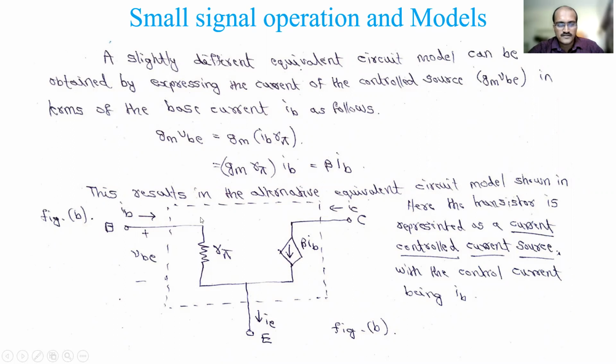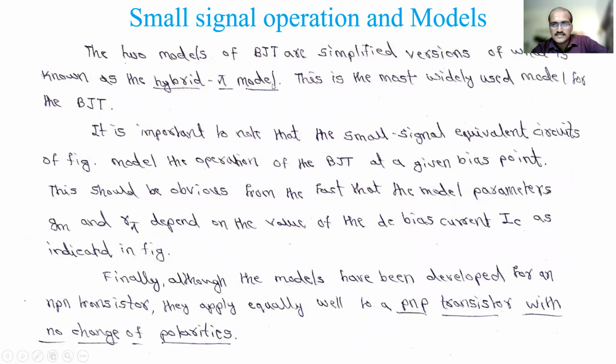It is a small idea to show you the model. Clear? That's what your topic is about, small signal operation and models. Based on the operation only, you got the models. Hope you can easily remember these two models. Just the last few points: the two models of the BJT are simplified versions of what is known as the hybrid pi model, the most widely used model for the BJT. There are other models in the earlier syllabus, the re model and T model, which we are not discussing.